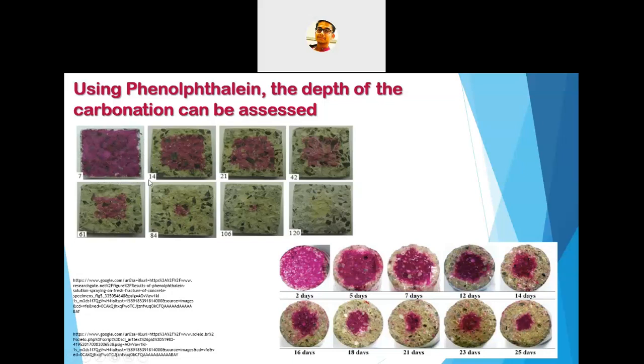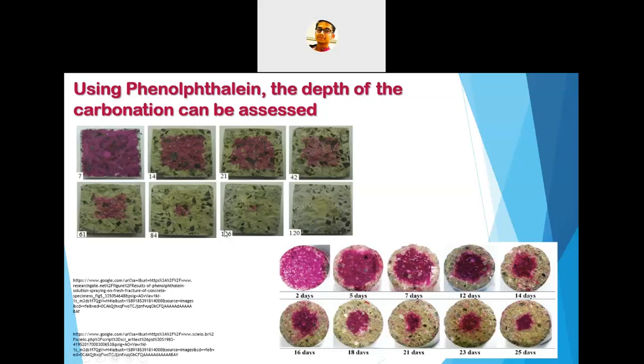And after 14 days, it has been seen that the outer region of the concrete is suffering from carbonation. At 21 days, the situation is much worse, and it is getting worse and worse with the increase of time. And it has been seen that at the age of 120 days, in the carbon dioxide rich environment, the whole concrete system is suffering from carbonation.